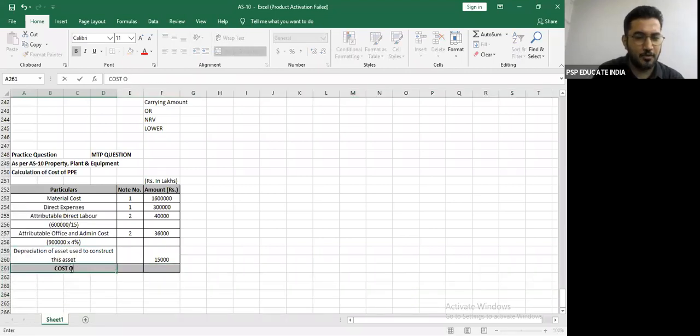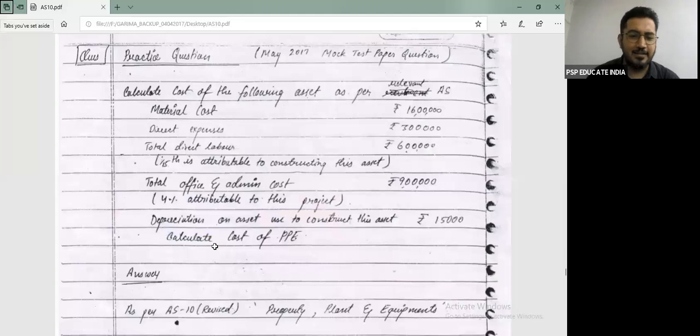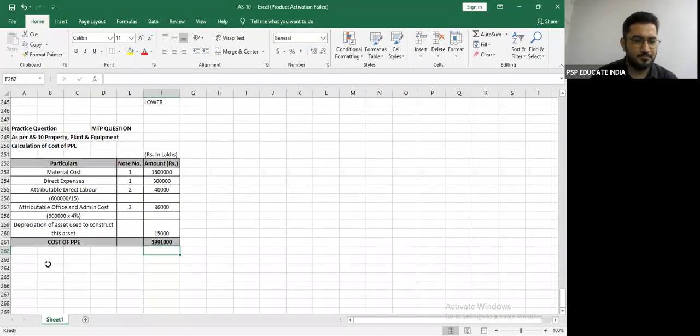Let's finally calculate cost of PPE, 16 lakhs plus 3 lakhs plus 40,000 plus 36,000 and 15,000. You get 19 lakh 91,000.